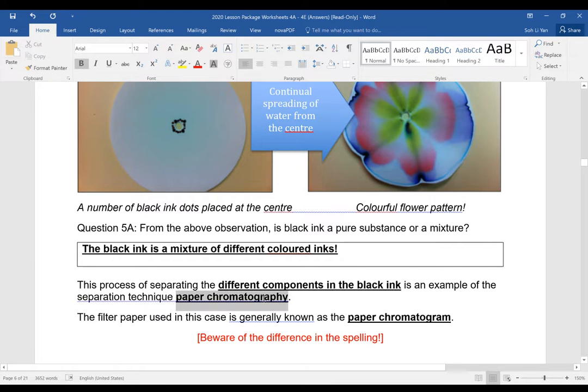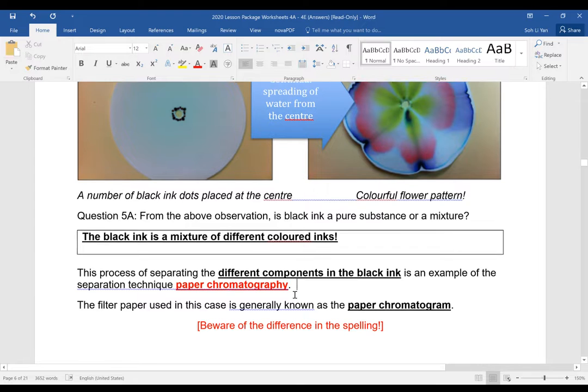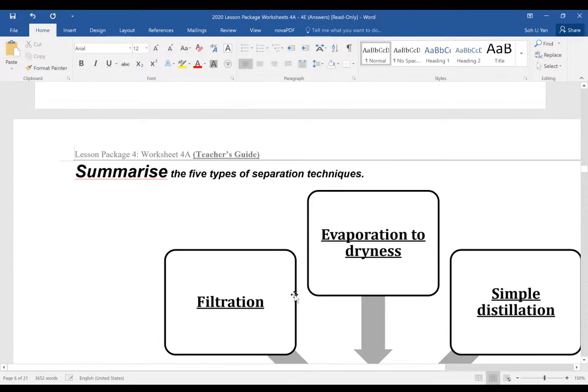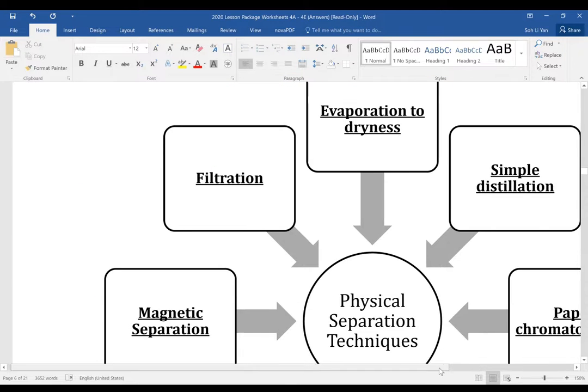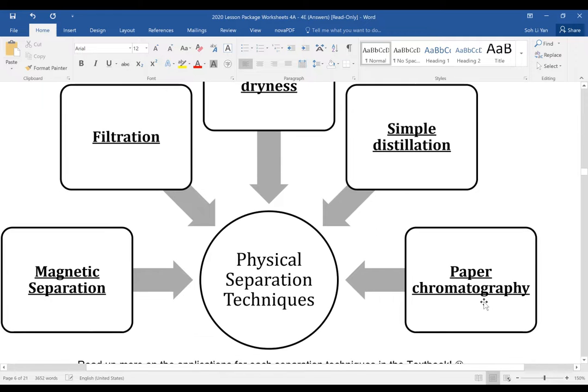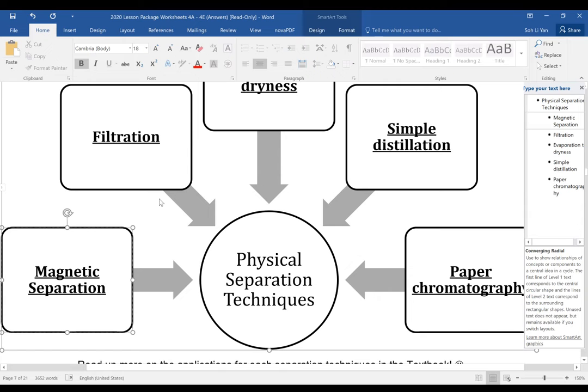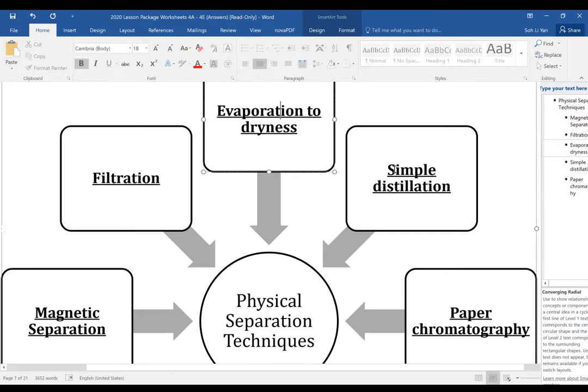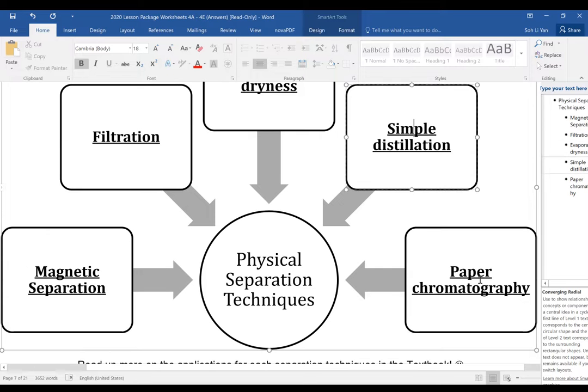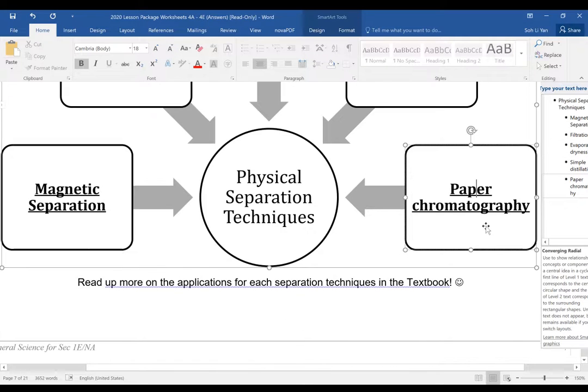This is a very new technique, which I think many of you have not heard before. In summary, these are the 5 techniques that I have talked about. We first introduced magnetic separation, then filtration, evaporation, simple distillation, and lastly, paper chromatography.